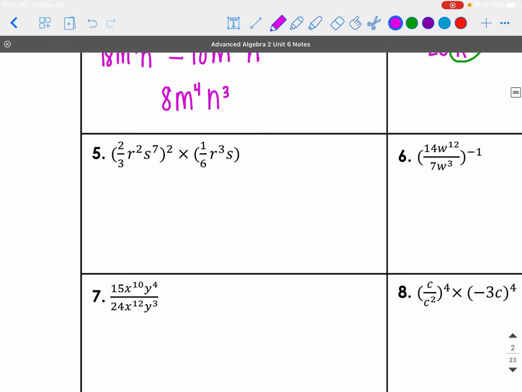Number 5. All right. This one, when I square 2/3, that would be 4/9. We would have r to the 4th, s to the 14th, times 1/6 r cubed s.